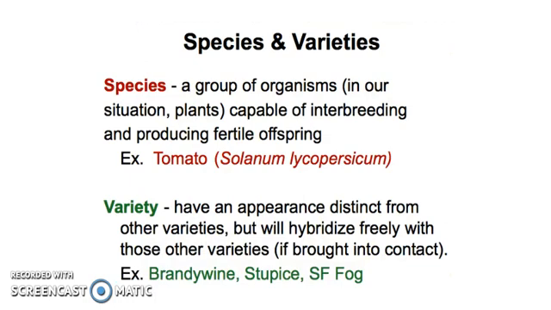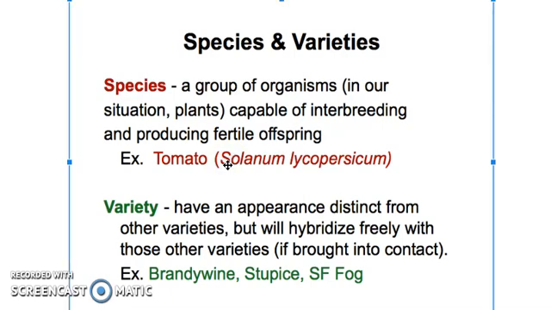So first, let's make sure we have an understanding of what a species and variety is. We've studied this in 7th grade. A species is a group of organisms, in our case we're talking about plants, that's capable of interbreeding and producing fertile offspring. So for example, tomatoes are a species. You have the common name tomato, which is what we normally use, but in science it's also good to know the scientific name, which is Solanum lycopersicum, because sometimes things may look similar, but they're actually different, and sometimes things look different and they're actually the same species and can actually pollinate each other.